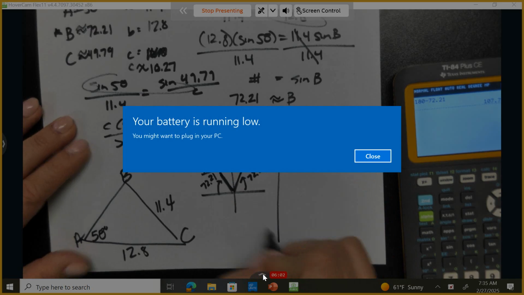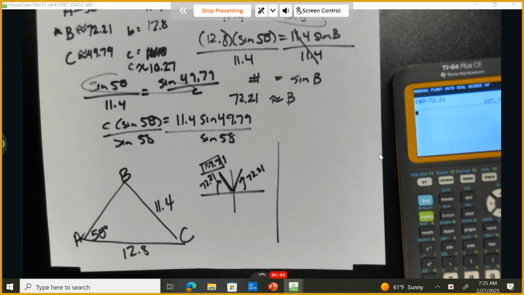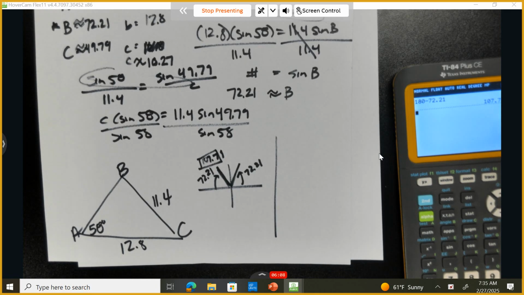Here we go. Give myself some room. Give me 1 second to plug this in before this dies on us. We've had enough technical troubles lately.